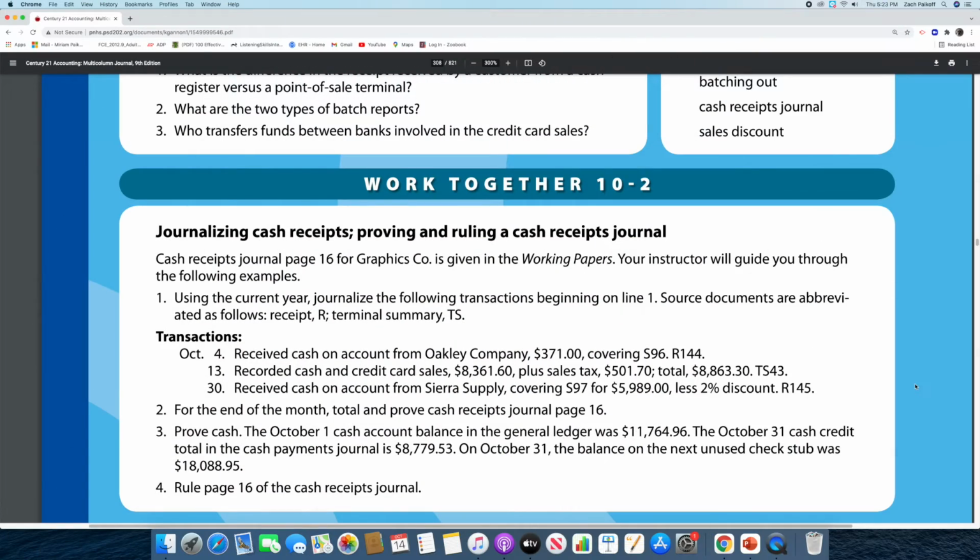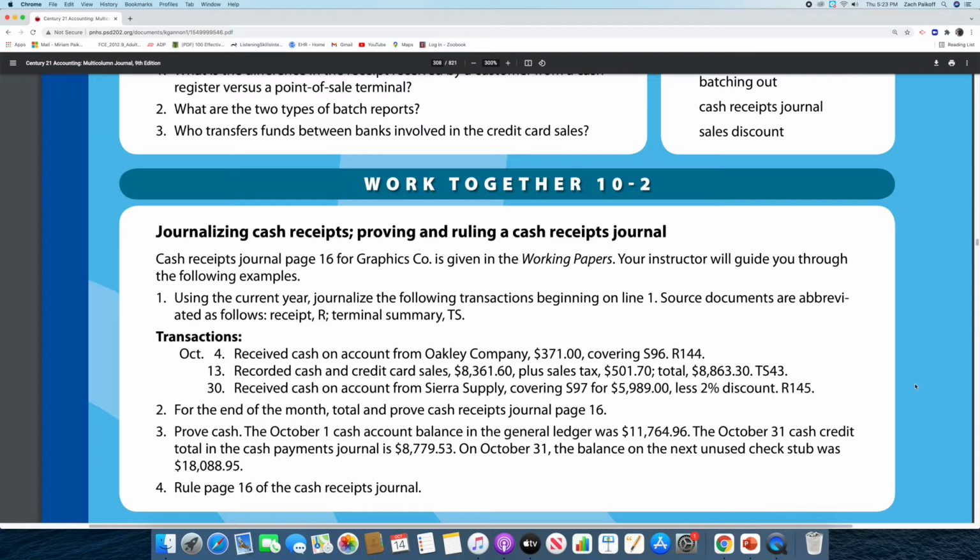Okay, so as I had stated before, I'm going to be going over the 10-2 work together. In the last video, I read over the 10-2 text. If you did miss that video for any reason, please click the link in the description. But anyway, today I will be going over the 10-2 work together, where we will be journalizing cash receipts and also proving and ruling a cash receipts journal.